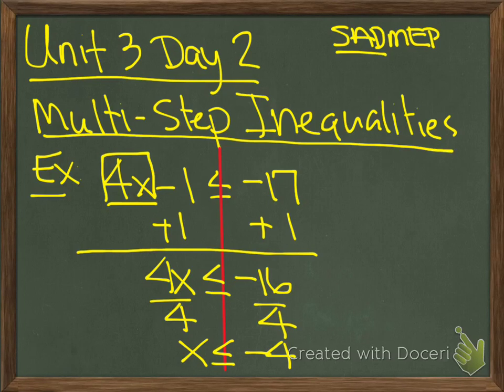Hey, that's negative. Do I have to flip that? No. But it's negative. You didn't divide by negative. Correct. We didn't divide by a negative. We divided a negative amount, but not by a negative number.